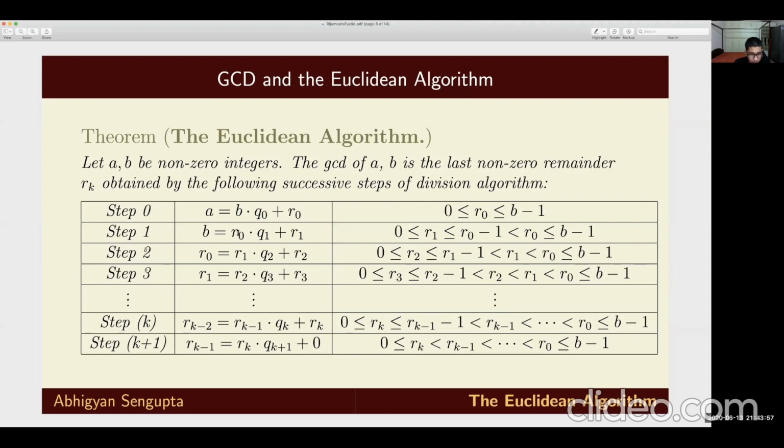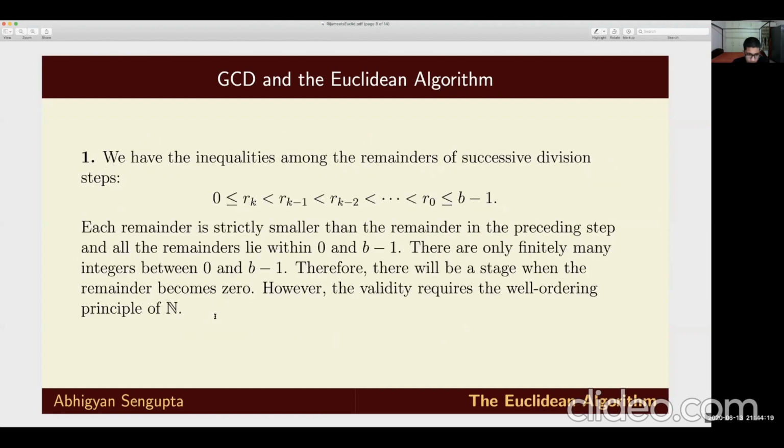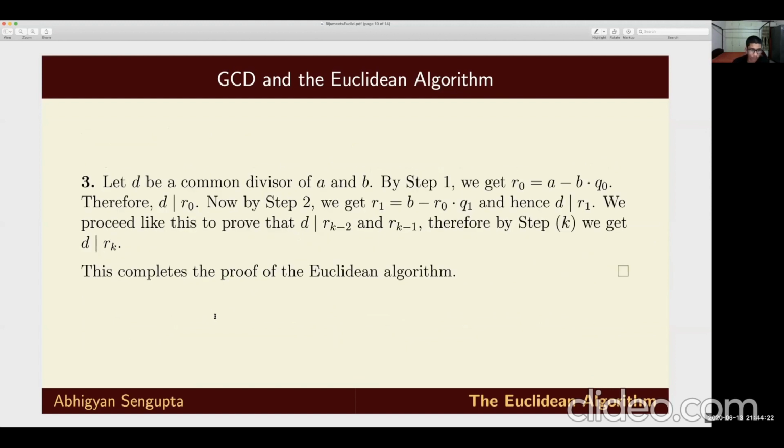Similarly, in step 1, D divides B and D divides R naught. So D also divides R naught dot Q1. Similarly, if we take R naught dot Q1 to the left-hand side of the expression, it follows that D divides R1. Now, if we continue following this procedure till step k plus 1, where D finally divides Rk, we are done with the proof for the Euclidean algorithm.